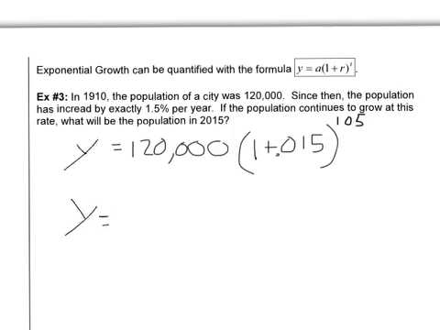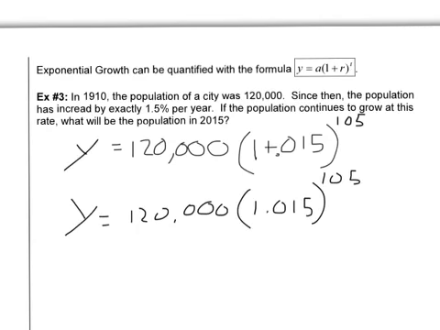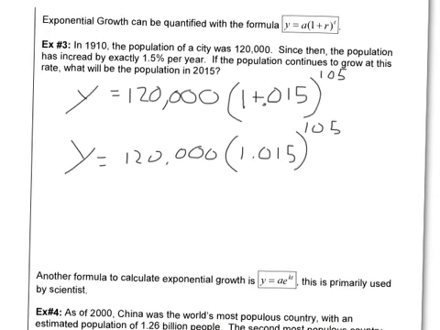So we know that it's 120,000 times 1.015 to the 105 power. And from here, this is really just plug that in your calculator and see what it gets back. So I'd go ahead and do that: 120,000 times 1.015 to the power of 105.